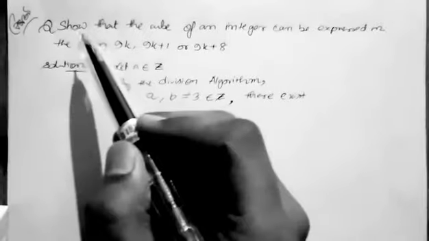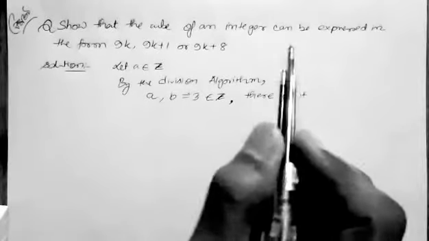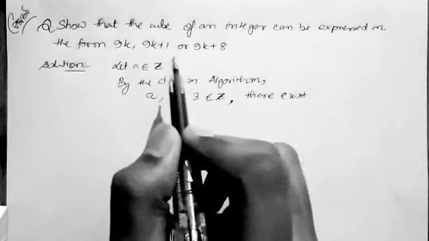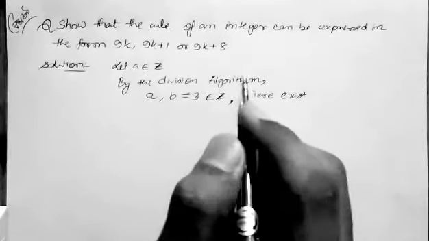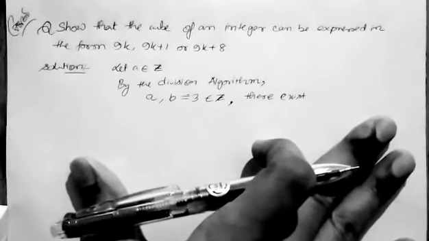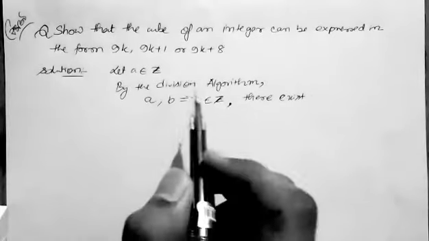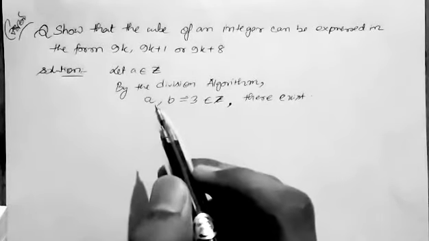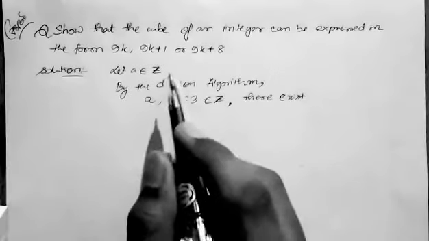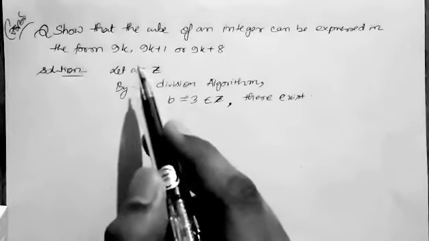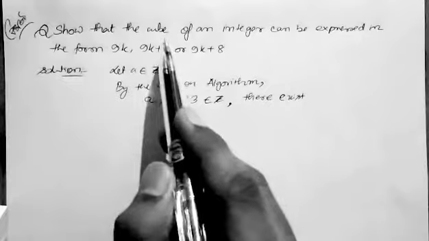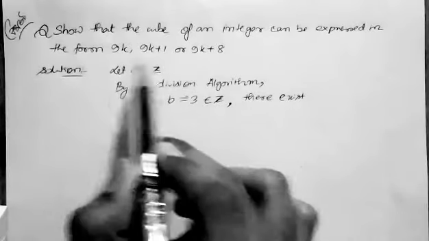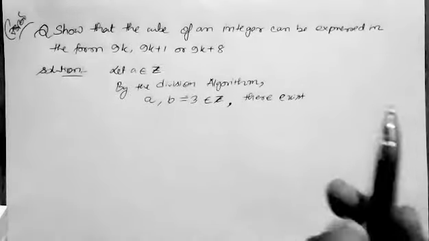It says that the cube of an integer can be expressed in the form 9k, 9k plus 1 or 9k plus 8, okay? So this we need to show by the division algorithm method. For this, let us first consider that a is an integer. We will carry out the cube operation over this integer, and we need to prove that these statements are true, okay?